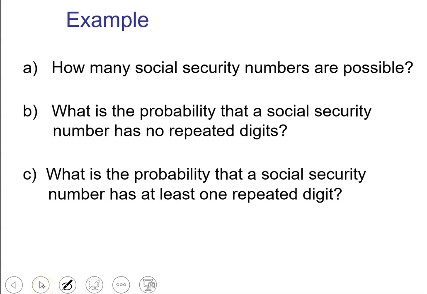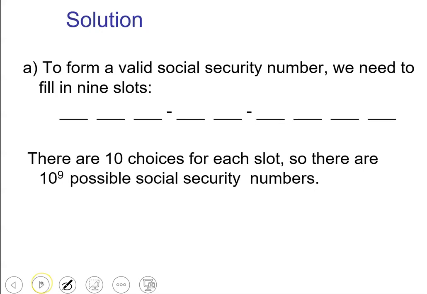Okay, a few more examples. Let's first read the examples and we'll take one at a time. How many social security numbers are possible? B, what is the probability that a social security number has no repeated digits? C, what is the probability that a social security number has at least one repeated digit? So let's first tackle the first one. How many possibilities are there?